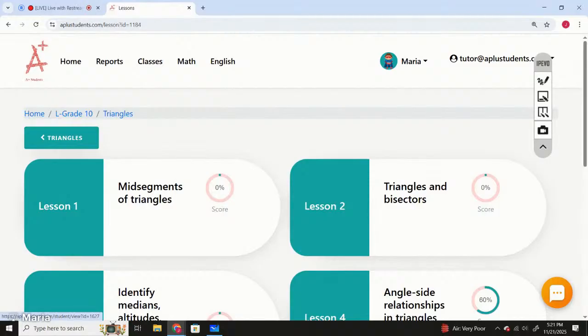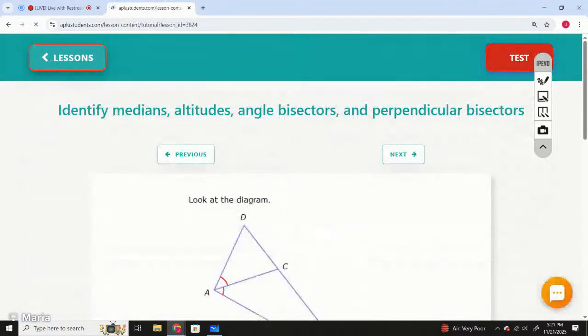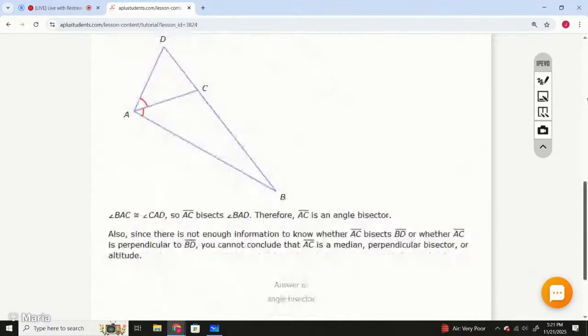The next lesson is identify medians, altitudes, angle bisectors, and perpendicular bisectors. Look at this diagram. Which term is AC? So angle BAC is less than CAD. So AD bisects angle BAD.